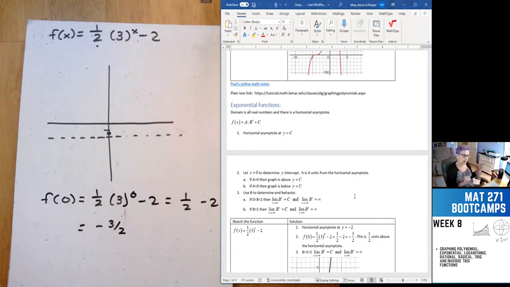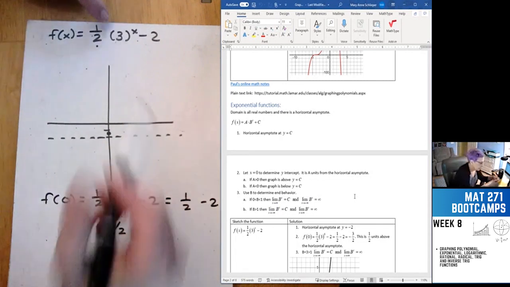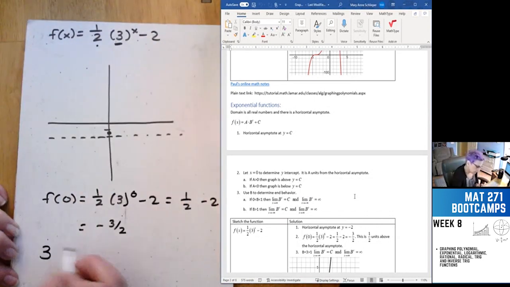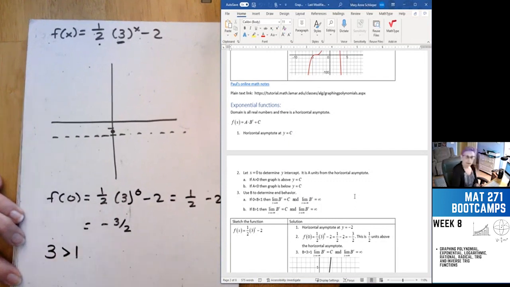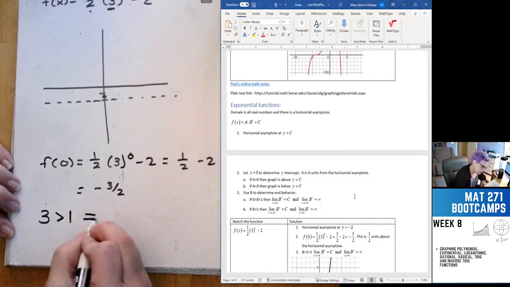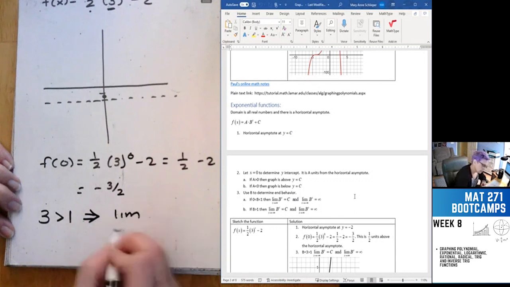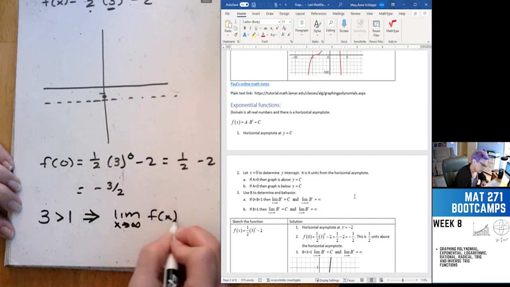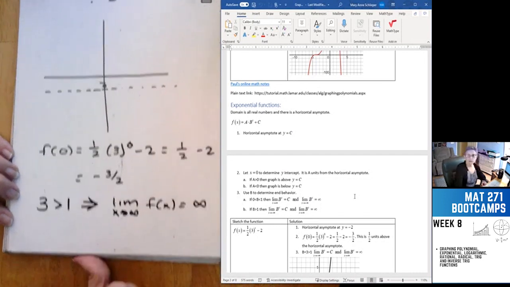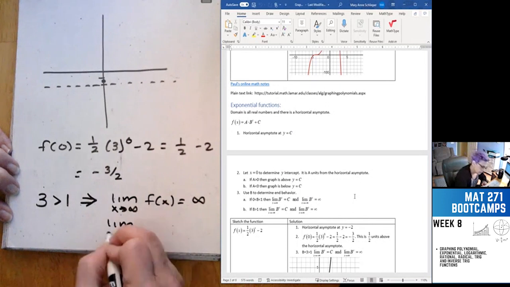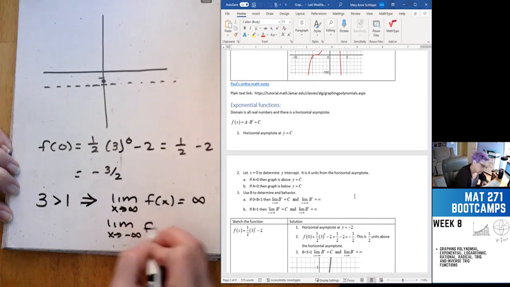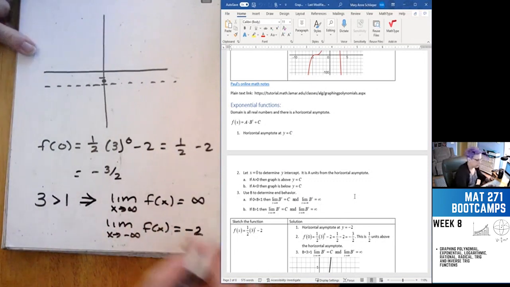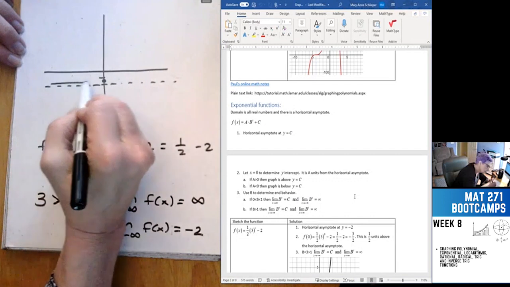Now we just need to figure out what else is going on. Well, since our base 3 is greater than 1, that means the limit as x approaches infinity of our function is equal to infinity. And the limit as x approaches negative infinity is equal to the horizontal asymptote. So my graph looks something like this.